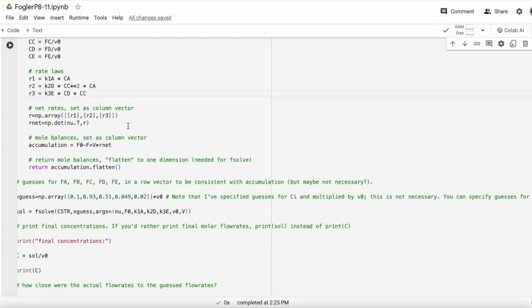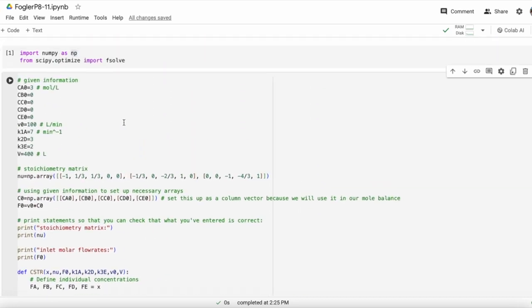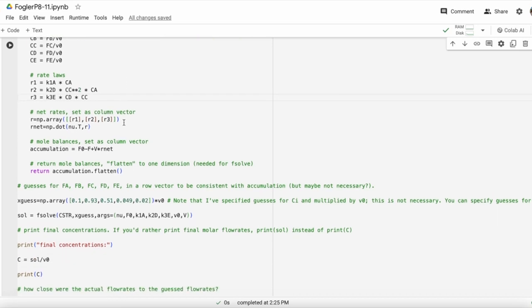Now I'm going to create my net rates. So I've already got my stoichiometry matrix. I entered that up here. Here I'm going to write my rate expressions. The reason that I can't define this outside of the function is because it requires values for the different concentrations, and I don't know the different concentrations until I solve for them. So it has to go inside this function. That's why I have to put this here, but I can put the stoichiometry matrix outside of the function.